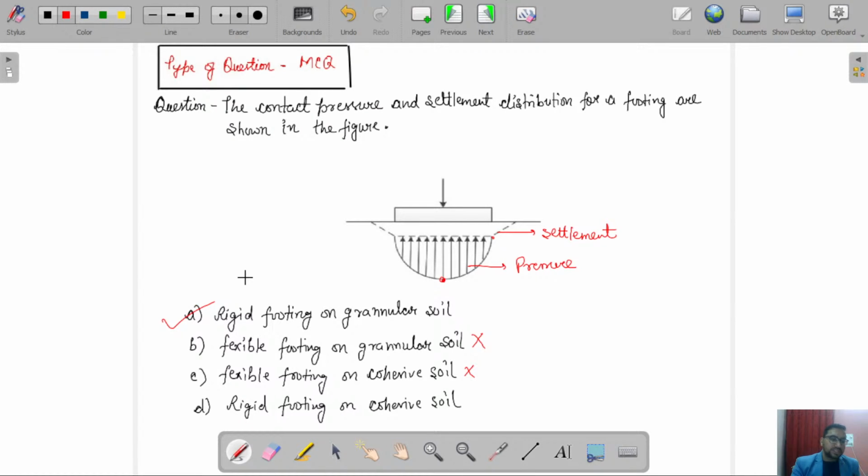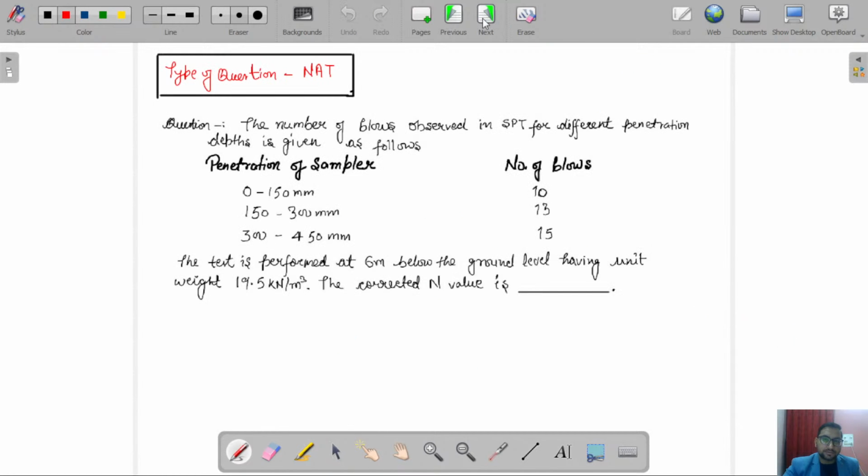I hope now, Jay, your concept about the settlement and pressure variation is clear. You have given answer B. I hope now you got how it is going to be rigid footing on a granular soil. Is it clear now? Now this one is clear. Okay, next move.